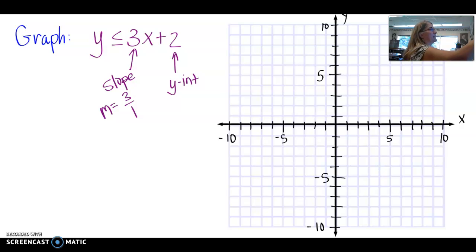So I'm going to put a point at 2. I know that point is on my graph because that's my y-intercept, and then I'm going to go up 3 and over 1, up 3 and over 1. If I go down 3, I have to go to the left one. That's a negative over a negative, which would make it positive.